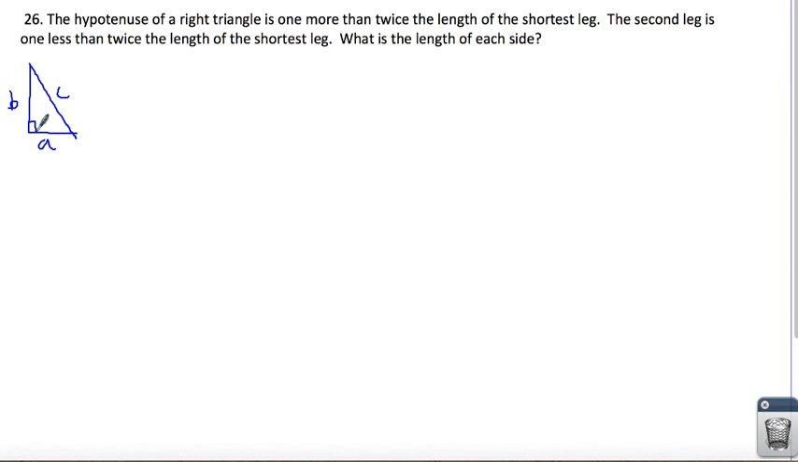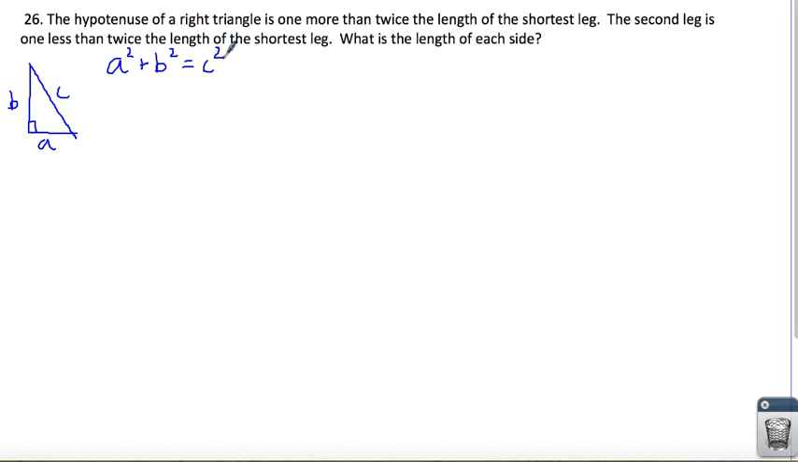And we know that in order to solve this problem, we're going to end up using the Pythagorean theorem. But before we can use that to solve, we need to eliminate two of the variables so that we have a one variable equation.